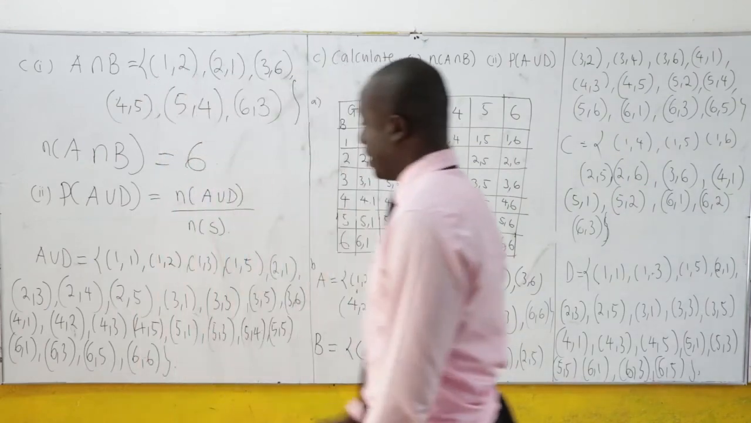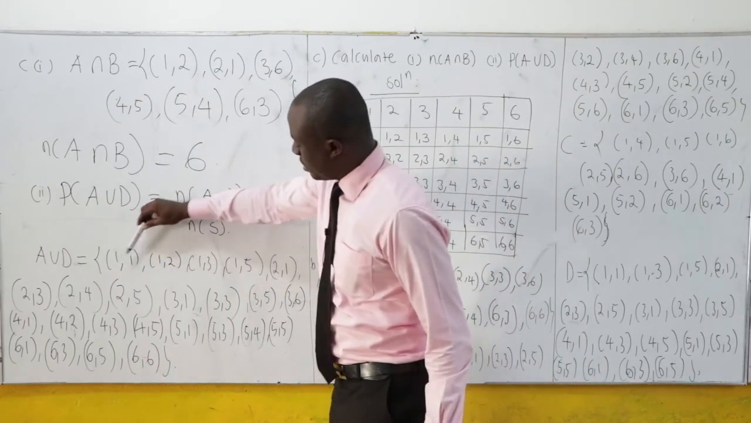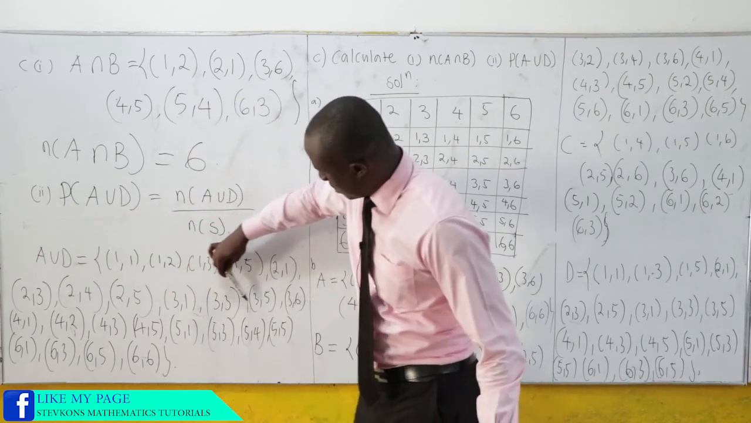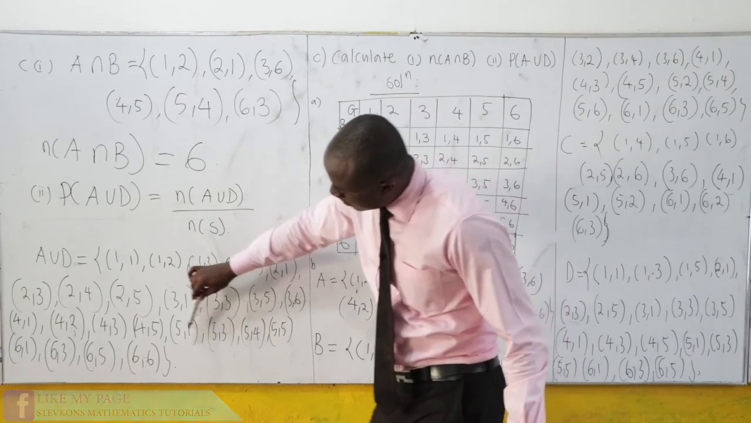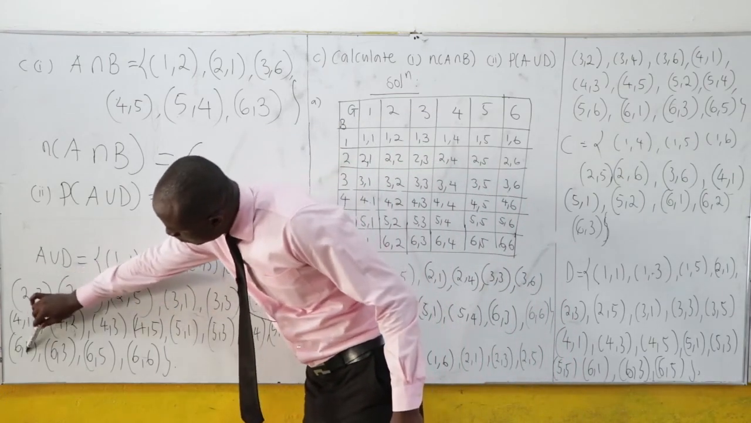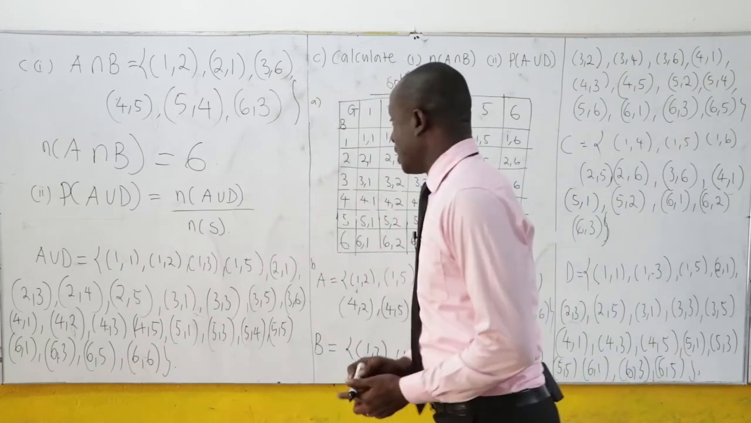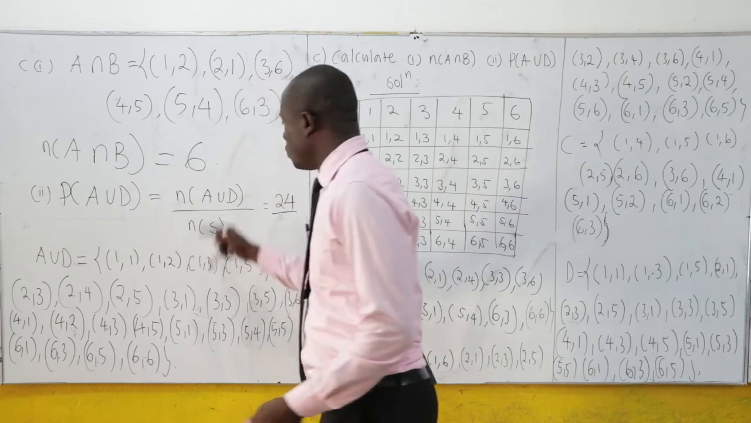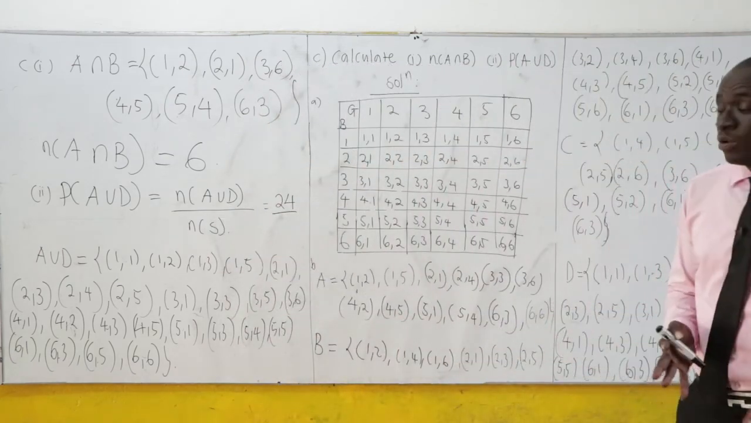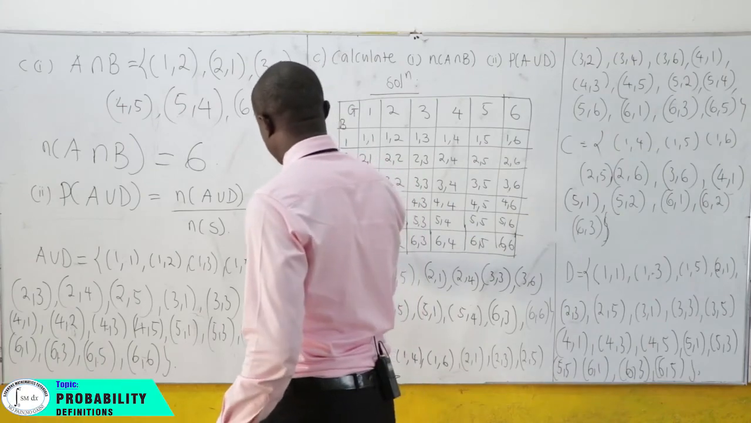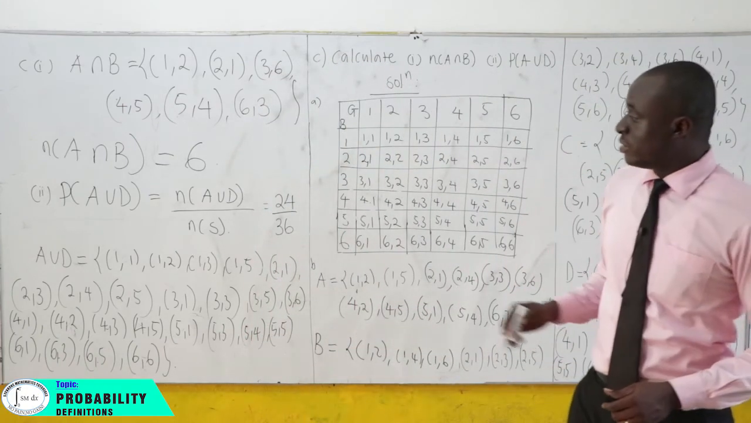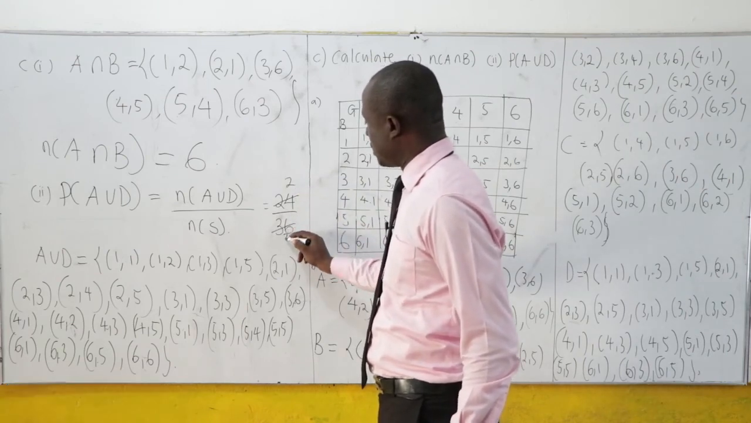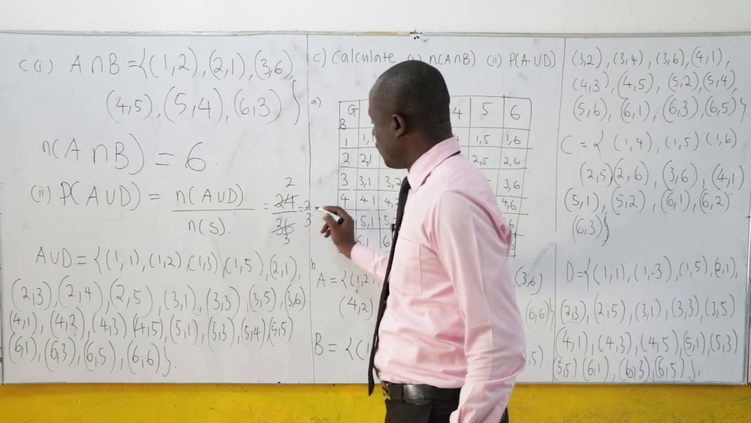Now, what is the number of elements? Let's count them: 1, 2, 3, up to 24. Hence, the number of elements in A union D is 24, and the number in the sample space is 36. Now, 12 will go into 24 two times, and 12 will go into 36 three times. So our answer is 2 over 3.